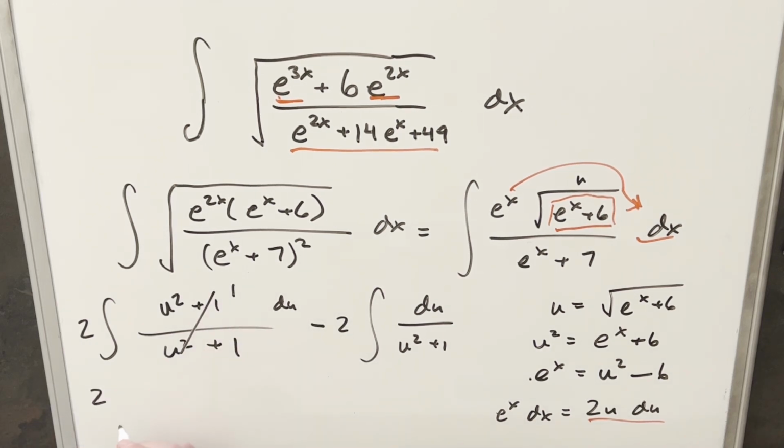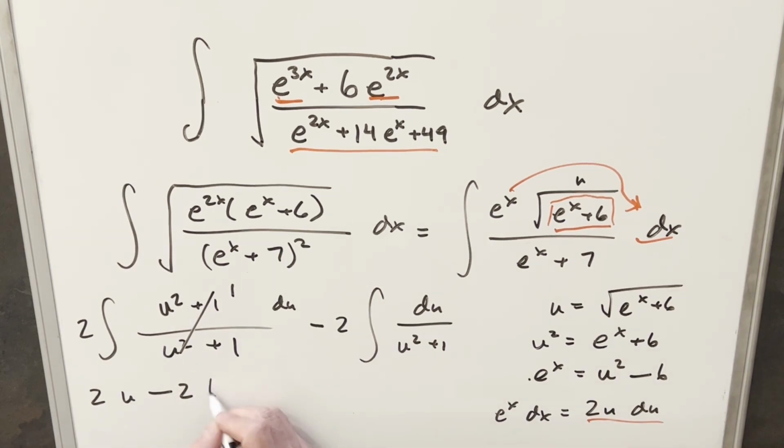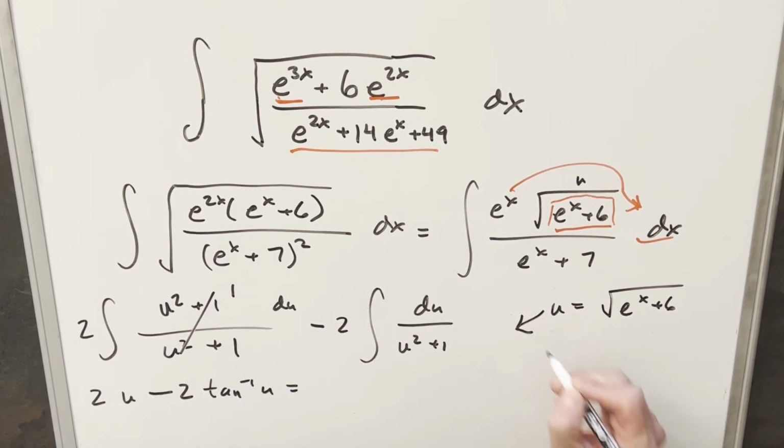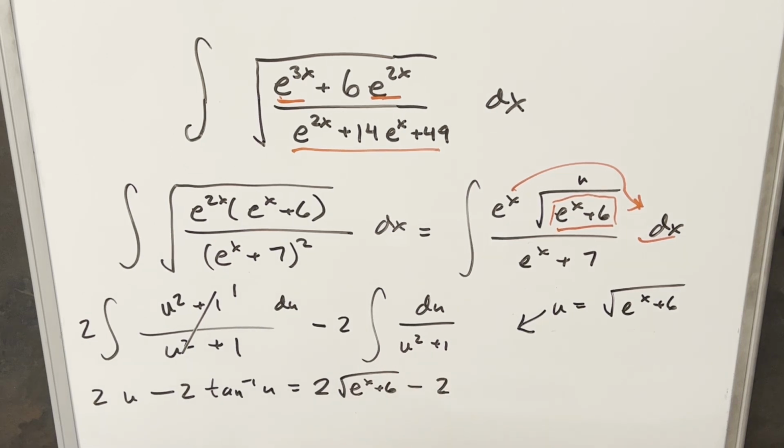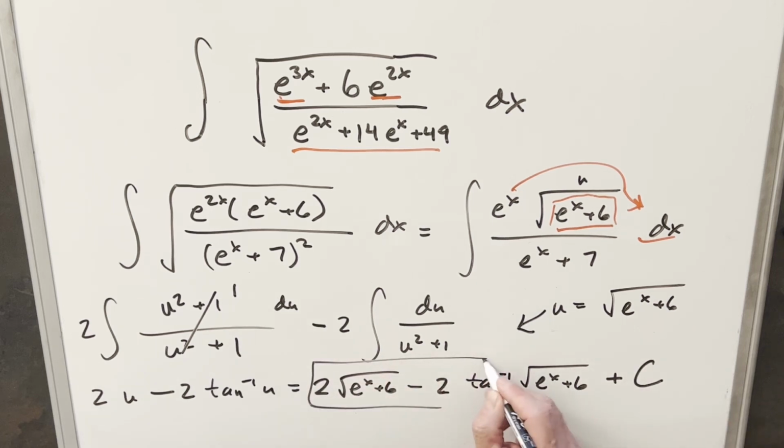So here, integrating 1, we're just going to have 2u minus 2. So the integral of this is just going to be arctan of u. So we'll just back substitute with our u value here. And so for our final solution, we're going to have 2 square root of e to the x plus 6 minus 2. And then we'll just have our arctan of u, which is square root of e to the x plus 6, plus c. And that's it, we're done.